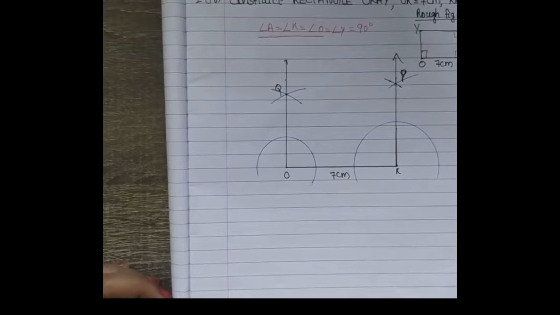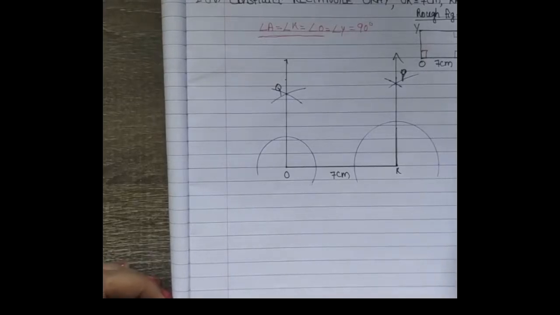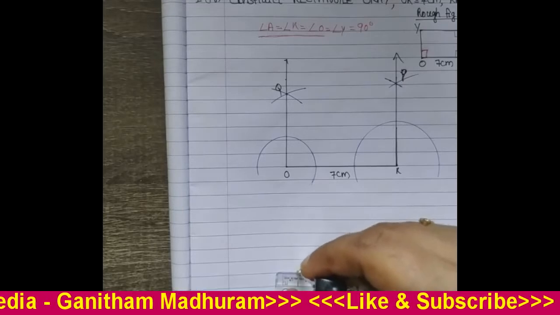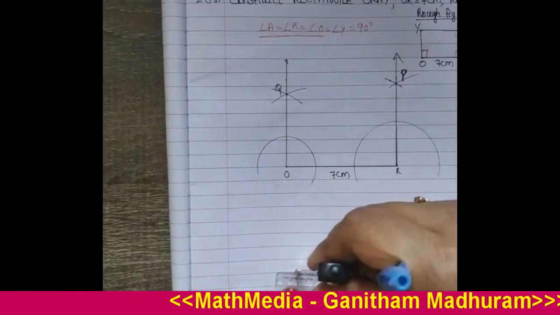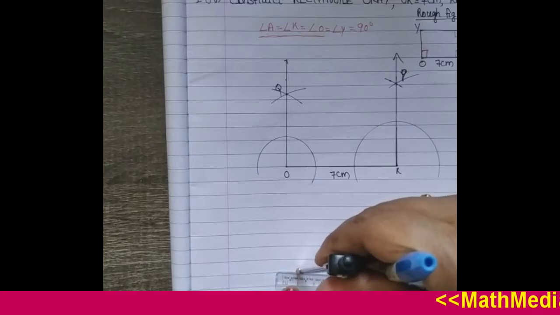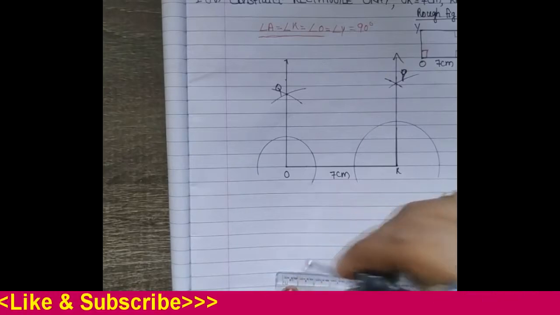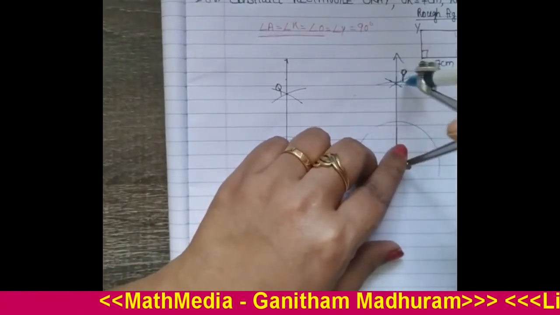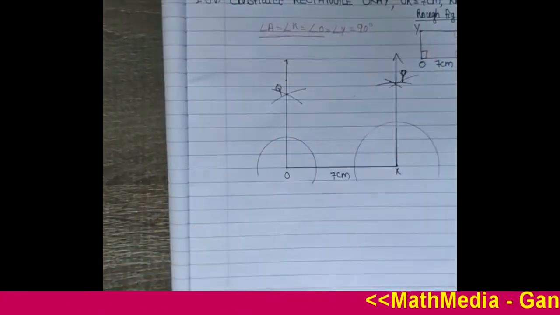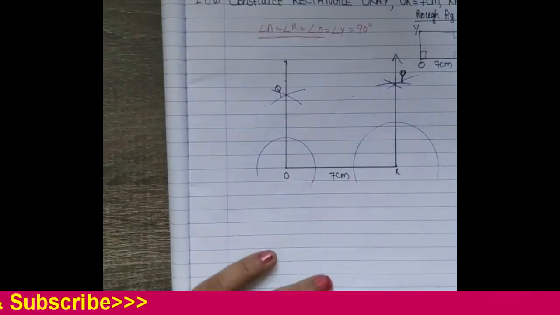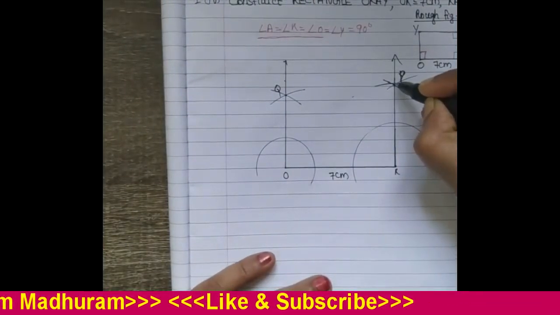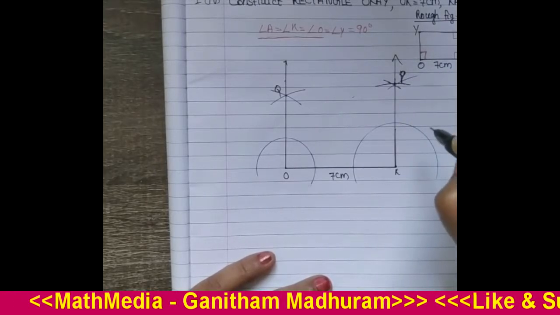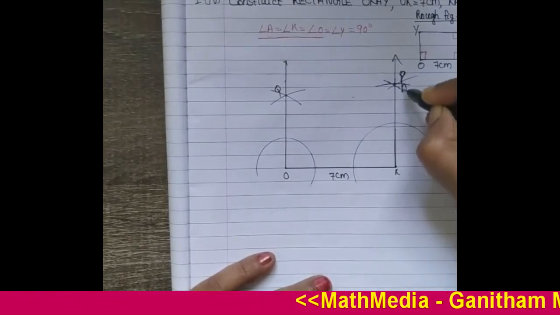Now we have KA equal to 5 centimeter. For that, with the center K and radius 5 centimeter, we have to draw an arc. So in the compass, take exactly 5 centimeter. Now with the center K, radius 5 centimeter, you have to draw an arc. The point of intersection is here. We can mark it as A.